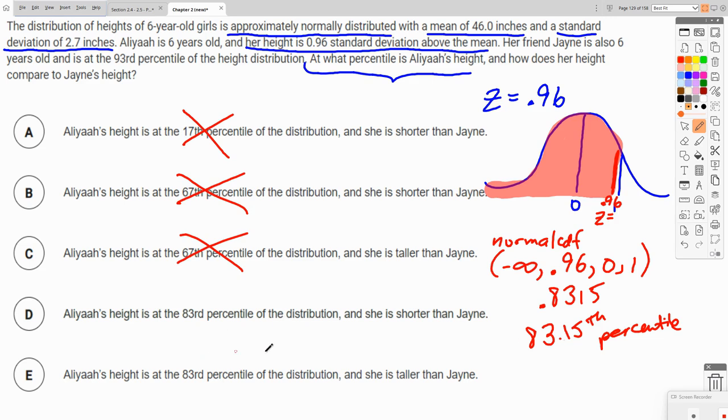Now, is she shorter or taller than Janie? Well, Janie was in the 93rd percentile for height. So in this scenario, does bigger mean taller? And yes, it does. So Aaliyah is shorter. She has a smaller percentile, 83rd compared to the 93rd. So I would say the correct answer is D in this scenario.